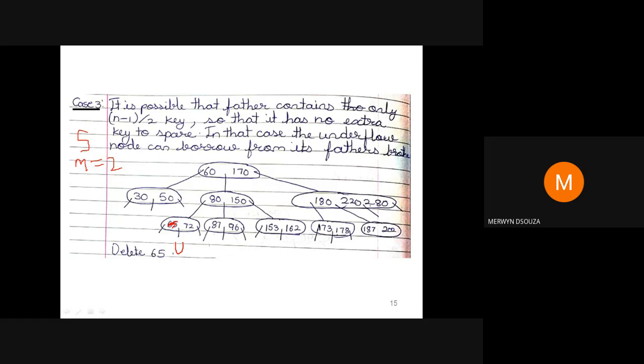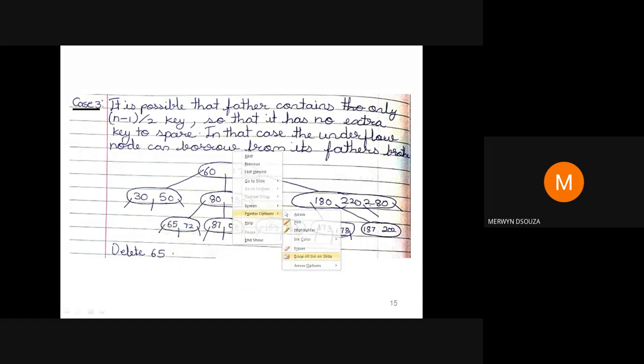If it causes underflow, what are you going to do? You can try to borrow from its brother by applying case 1. But when you are borrowing from the brother, you can borrow only from the immediate next node. This is the older brother, this is the middle brother, and this is the younger brother. The older brother cannot borrow from the younger brother directly, so I cannot take 153 and do something with that. You can only manage the adjacent nodes while applying these cases.